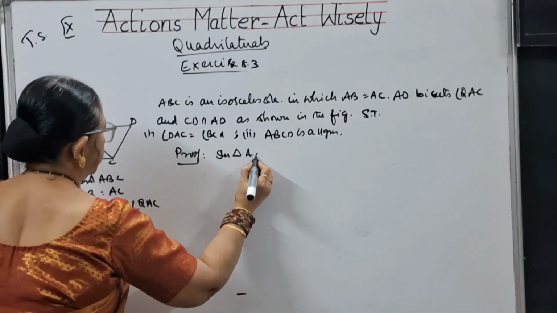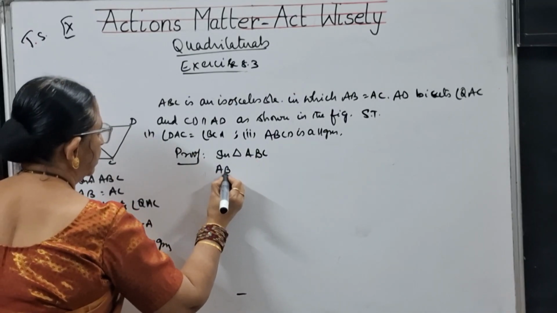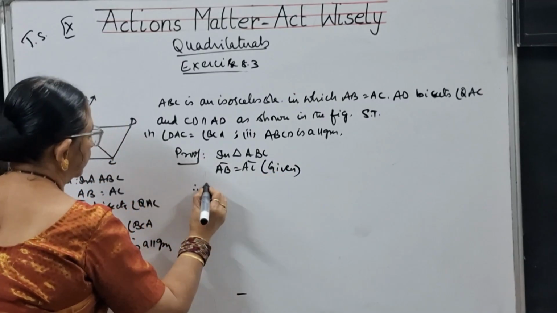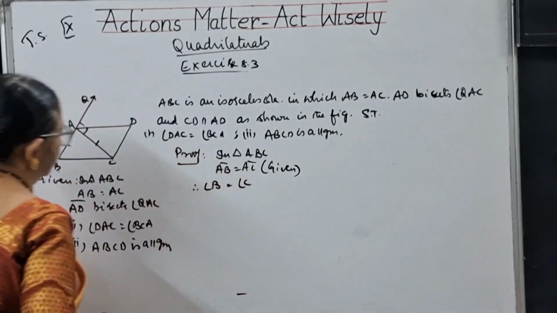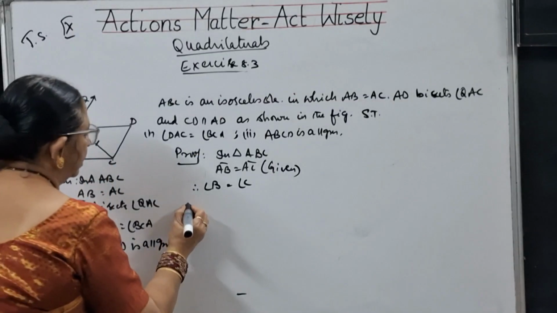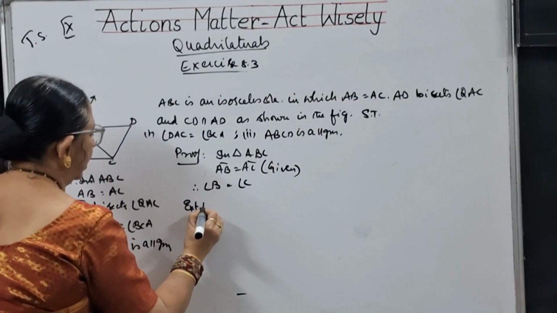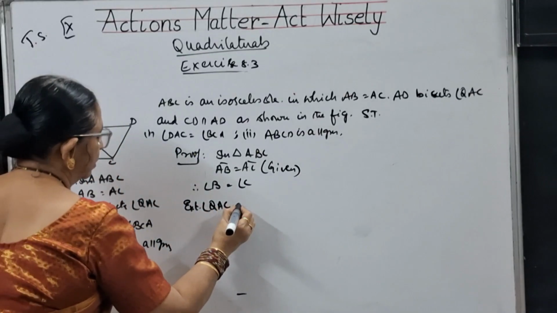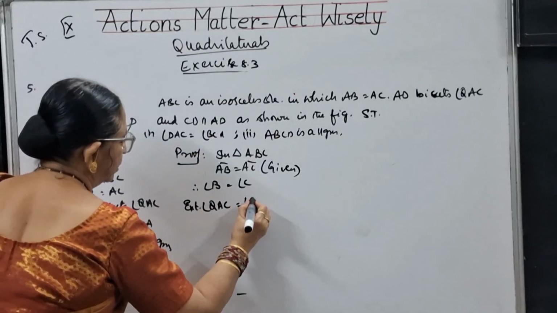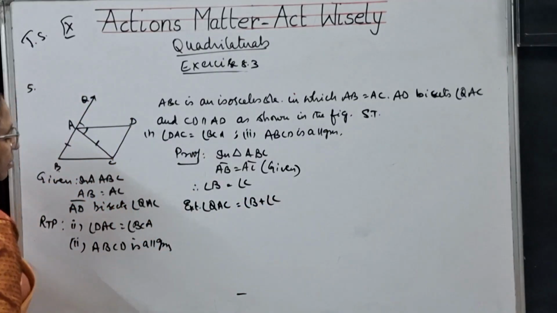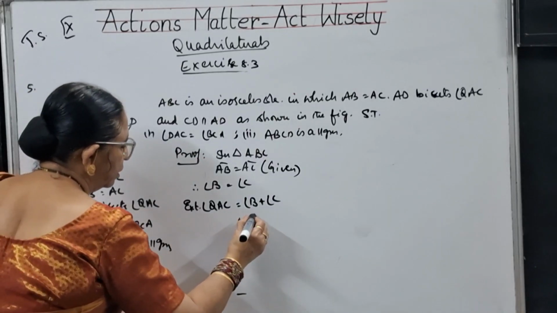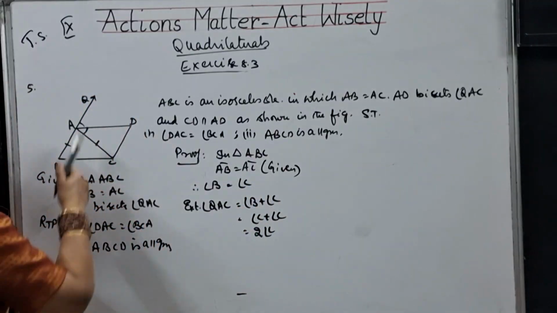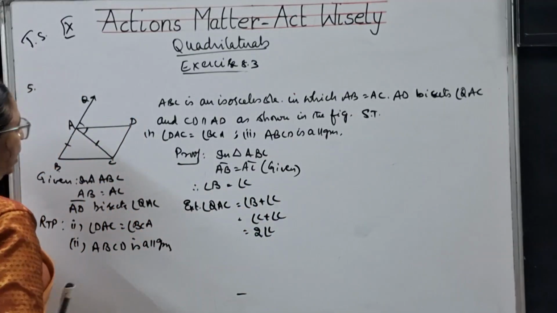In triangle ABC, AB is equal to AC. This is given to us. Therefore, angle B is equal to angle C. And exterior angle QAC, for this triangle, is equal to the sum of interior opposite angles. So this is nothing but angle C plus angle C, that is 2 times angle C. Exterior angle QAC is 2 times angle C.